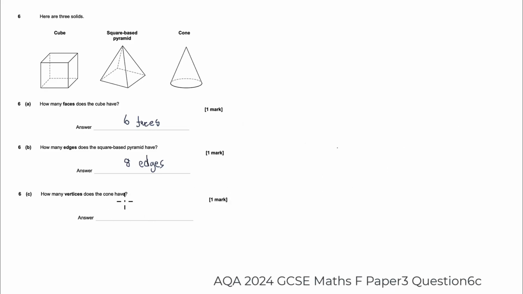And finally, let's move on to part C. And this time, how many vertices does the cone have? Now, the vertices are the bits that hurt you. That's the sharp corners. And on this cone, there is only one. That's this bit at the top here. There are no other sharp points on it. So the cone has one vertex. If there's only one, it's a vertex. If there's several, they're called vertices.